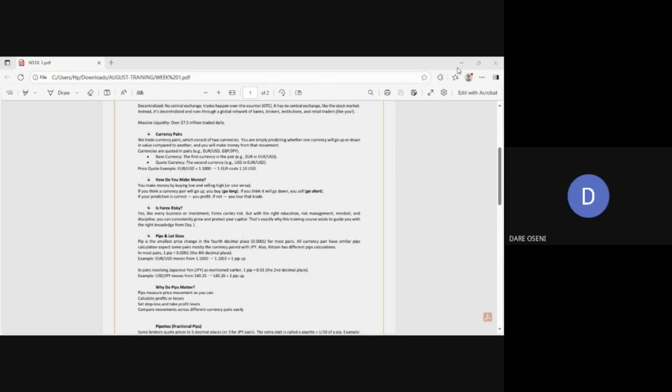The meaning of pip is percentage in point. P for percentage, I for in, and P for point. That's the meaning of pip. And what is this percentage in point all about? It's the smallest price change.